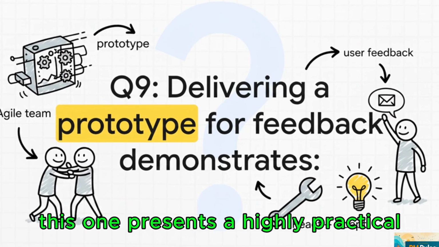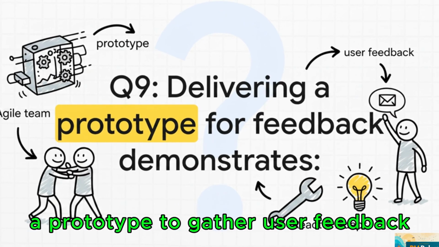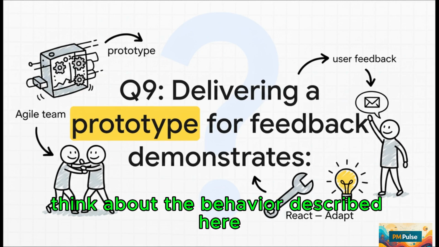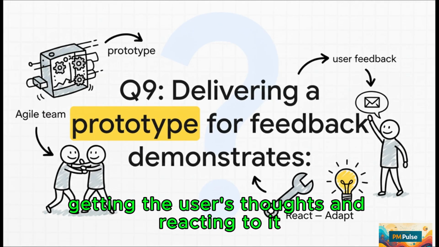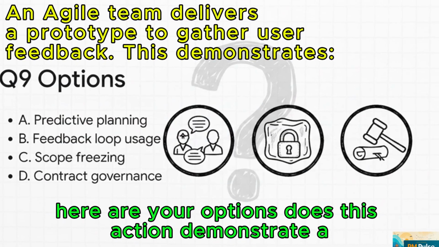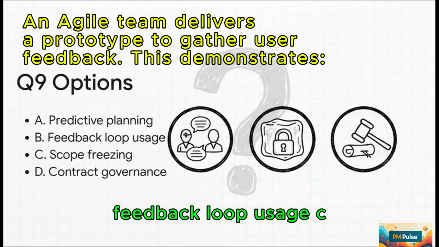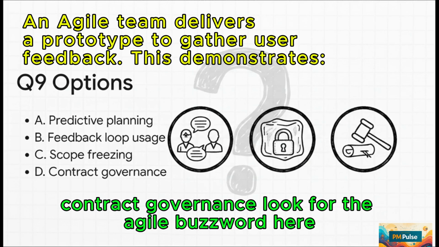This one presents a highly practical, action-oriented scenario. An Agile team delivers a prototype to gather user feedback. This demonstrates, think about the behavior described here. Delivering something early, getting the user's thoughts, and reacting to it. Here are your options. Does this action demonstrate A, predictive planning, B, feedback loop usage, C, scope freezing, or D, contract governance?